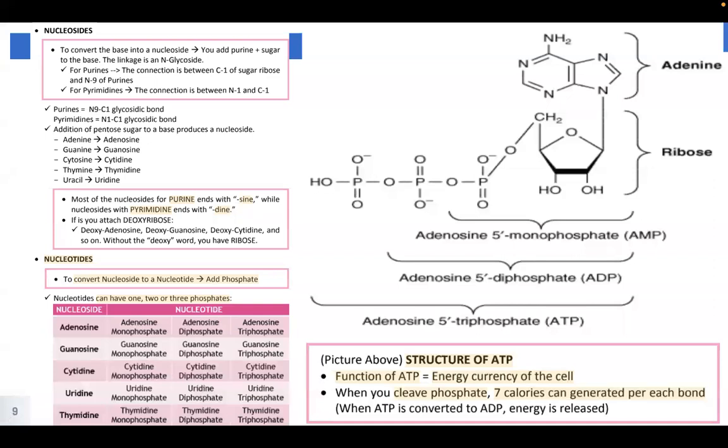So, kung meron tayong tinatawag na nucleotides, meron din naman tayong tinatawag na nucleosides. To convert the base into a nucleoside, you can add the sugar to the base. The linkage is an N-glycoside. So, pagka sa nucleotides, meron tayong three major components. We have the phosphate group, we have the sugar group, and then your nitrogenous bases. But for your nucleosides, tatanggalin mo lang si phosphate group, pwede na natin siyang tawaging nucleosides. So, ang matitira doon, si nitrogenous bases mo, and then yung inyong sugar.